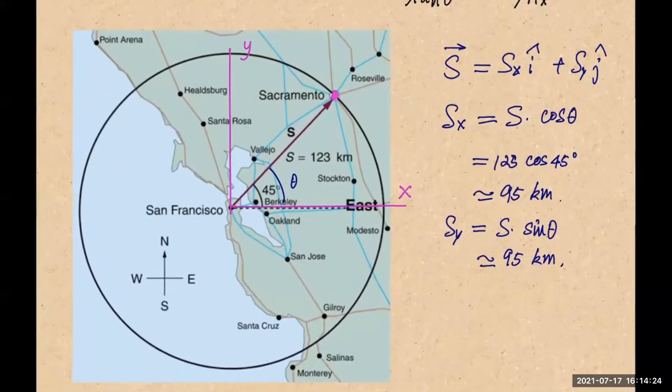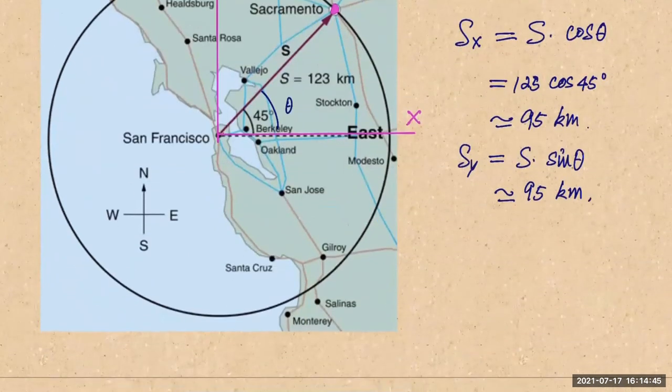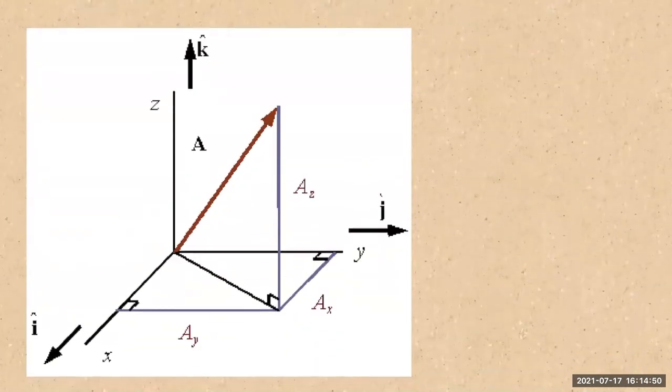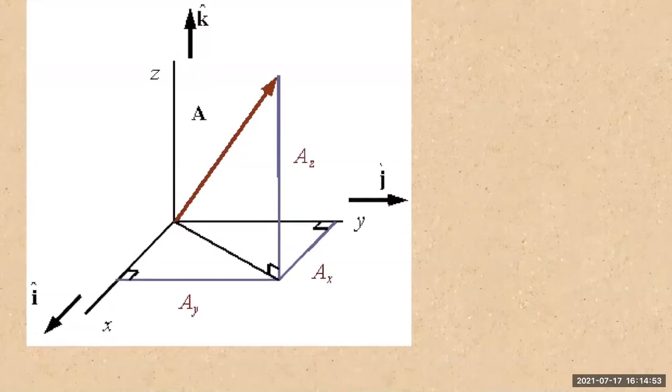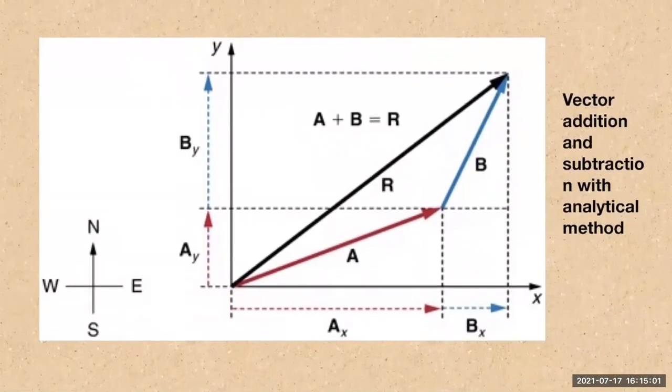Now, so far we have dealt only with one vector, expressing it into xy components. But again, the big reason why we introduce this analytical expression of vectors, to turn vectors into components, into numbers, is because we want to do vector algebra, and that is we want to add and subtract vectors. So how do we do that using analytical method? Component expression in the 3D case, that's something we should also study. Let's come back to that a little bit later. What I want to talk about first is how we express the sum of two vectors using components.